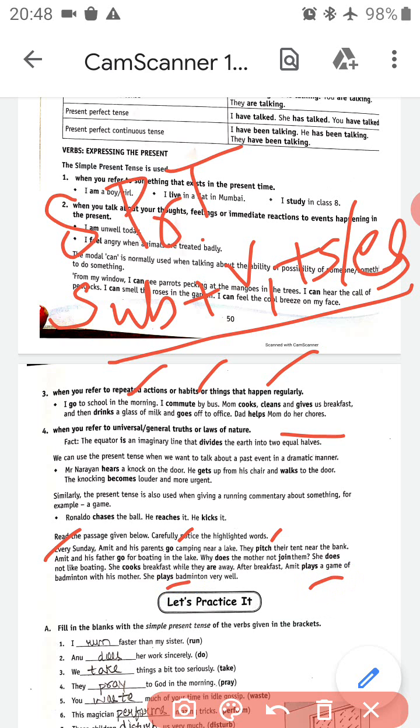For one more example of a simple present tense, we can see that Ronaldo chases the ball. So what is our subject?